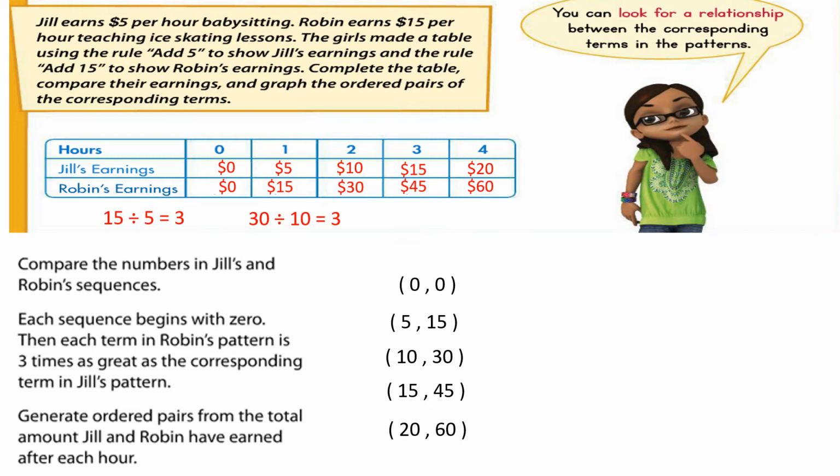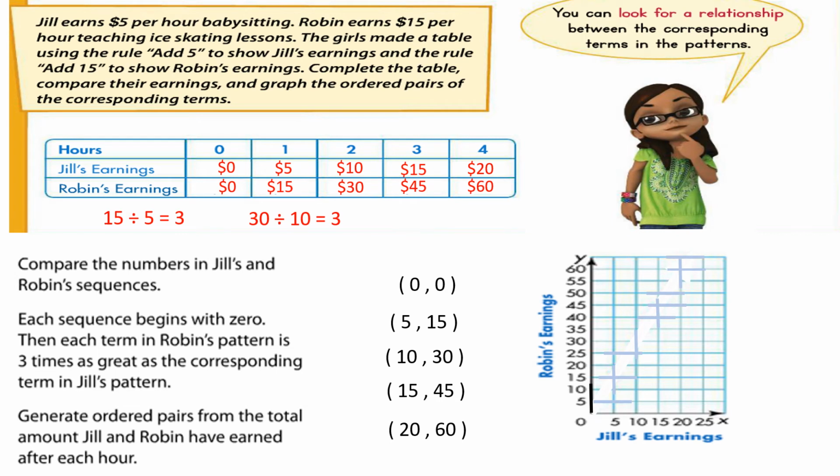After that, what will I do now? I want to graph those points easily. I want to graph those ordered pairs easily. Of course, as I said to you before, just start from the first point 0 and 0, excuse me, which is the origin point. Of course, it's so easy, just put a point on the origin point, which is 0 and 0. After that, point 5 and 15, how can you graph it easily?